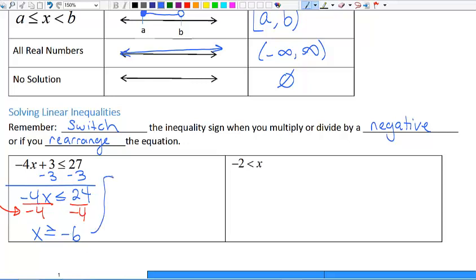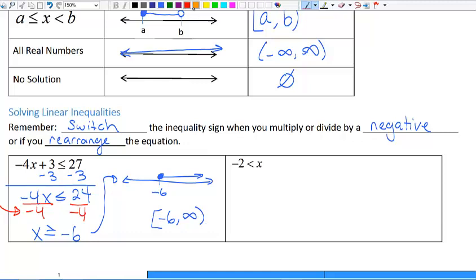Just to go ahead and finish this off, if I were to graph this, I'd have a closed circle here. x is greater than or equal to -6, so it has to go to the right. And my interval notation would be bracket -6 to infinity.